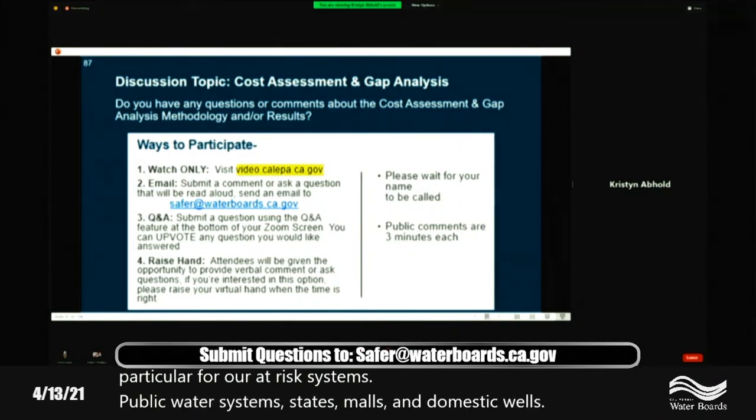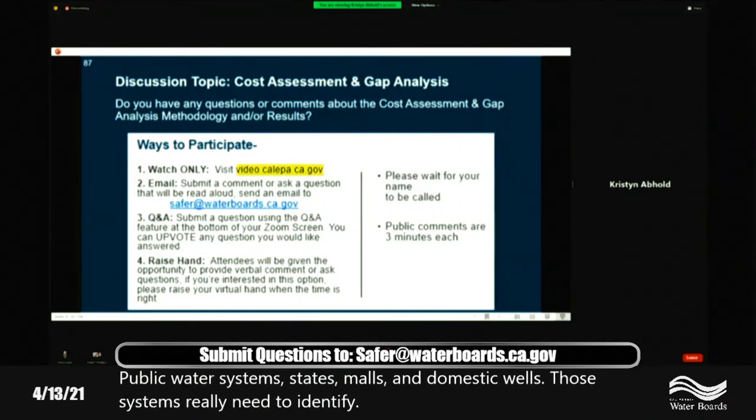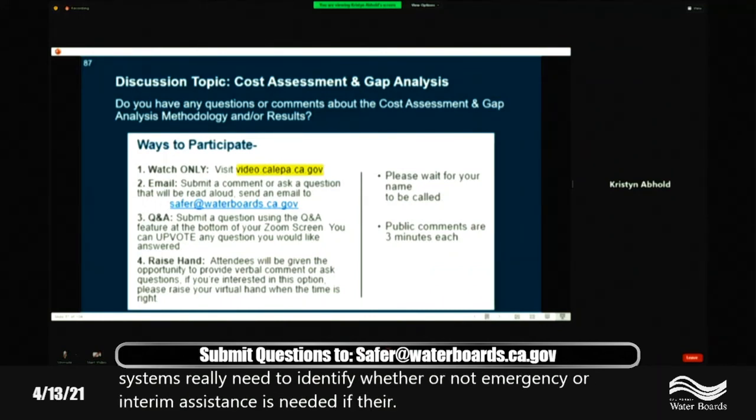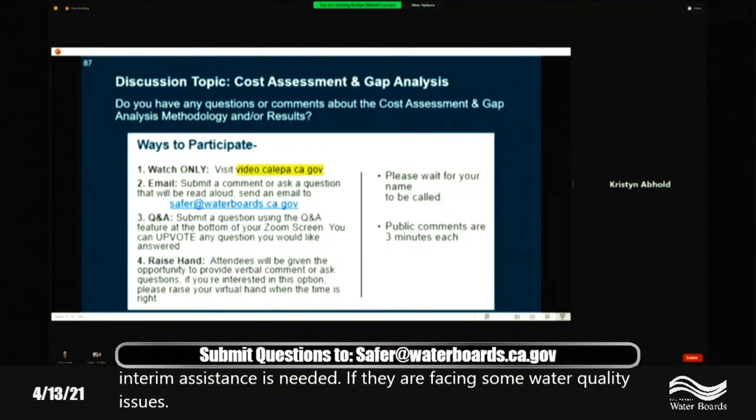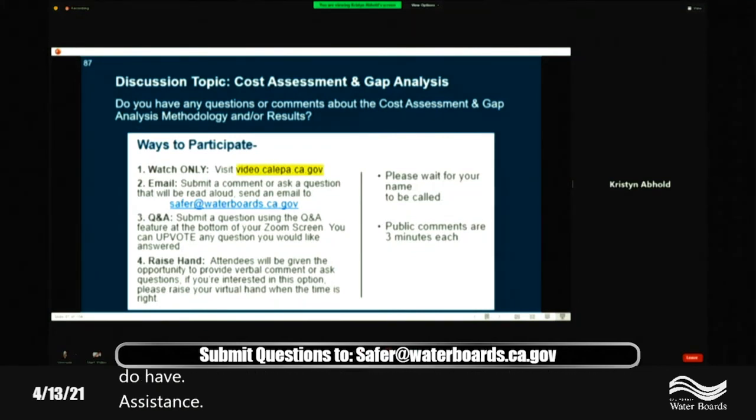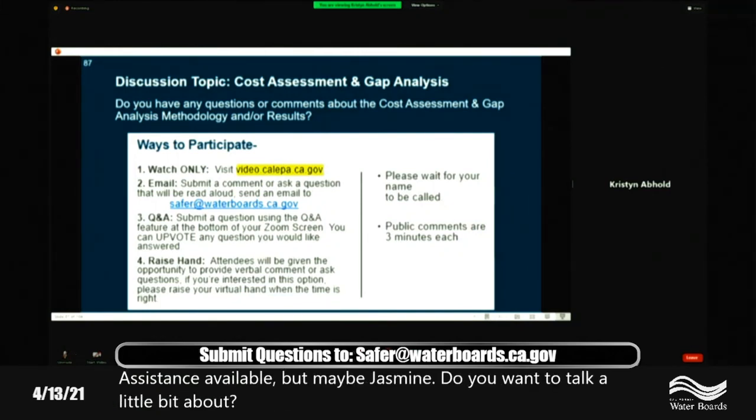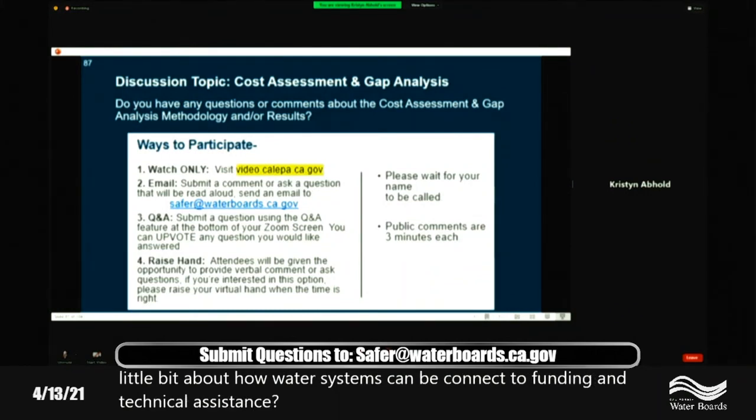Those systems really need to identify whether or not emergency or interim assistance is needed if they're facing some water quality issues. And then they'll need to come to the Water Board where we do have assistance available. But maybe Jasmine, do you want to talk a little bit about how water systems can be connected to funding and technical assistance more broadly?